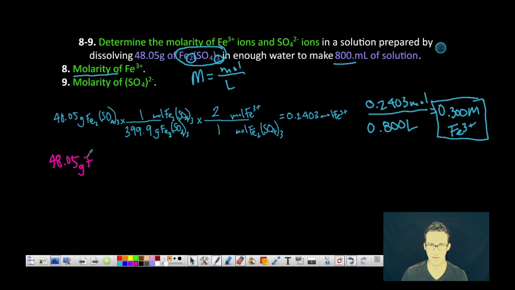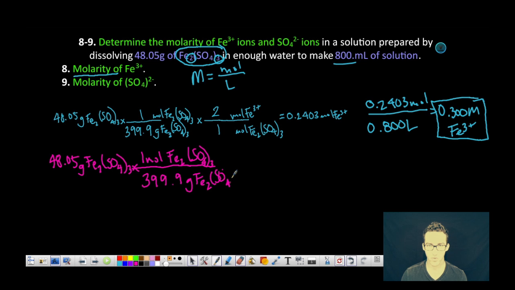48.05 grams of the iron 3 sulfate. It's going to start exactly the same as the last one. Again, we're going to convert first to moles. And, as you look at these problems all the time, we're converting to moles first. Even if we're not looking for moles, it's the first thing we do. 399.9 grams Fe2(SO4)3. Awesome.